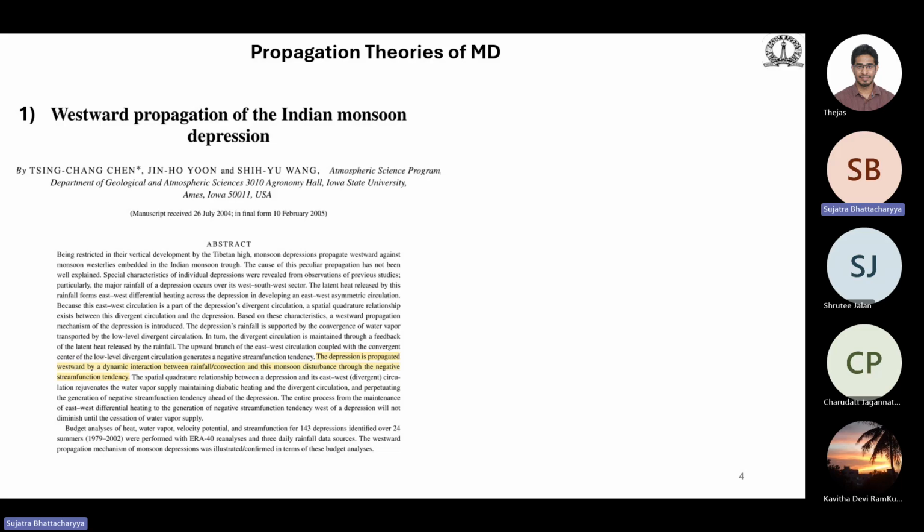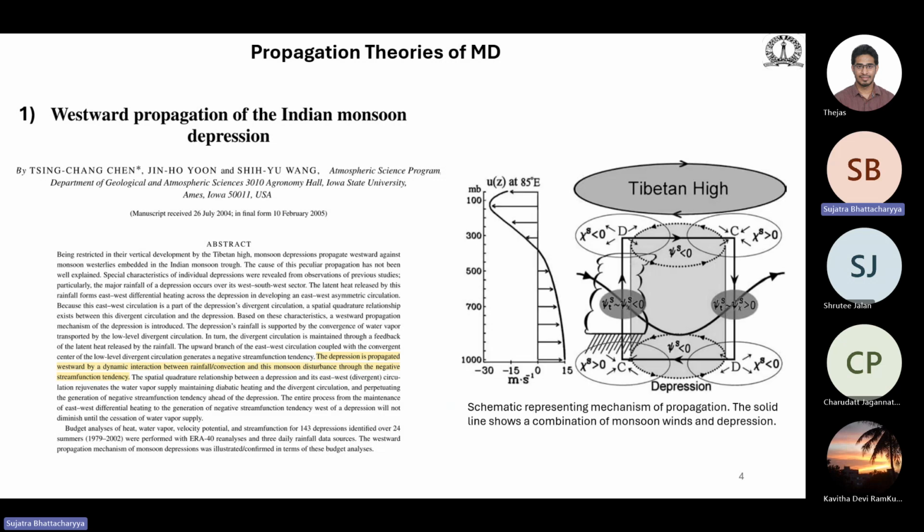They said the depression is propagated westward by dynamic interaction between the convection center and the monsoon disturbance, that is basically the depression itself, through the negative stream function tendency. Negative stream function tendency has been considered as a proxy for propagation of a depression. And they tried to show this hypothesis with the help of a schematic here.